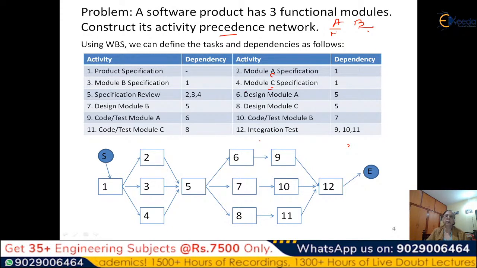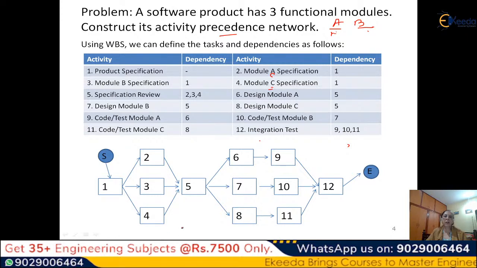Oh, it's moving out. C. And this is B. So we have a product specification, and then you have a detailed module A specification, module B specification, and module C specification. So obviously, the dependency of task 2, 3, and 4 will be task 1. And then you will have a specification review. When you do the specification review, both 2, 3, and 4 should have been completed. So that is why the dependency is on 2, 3, and 4.